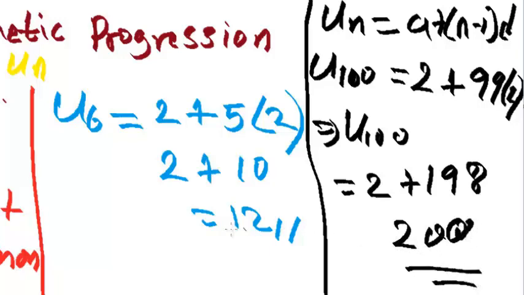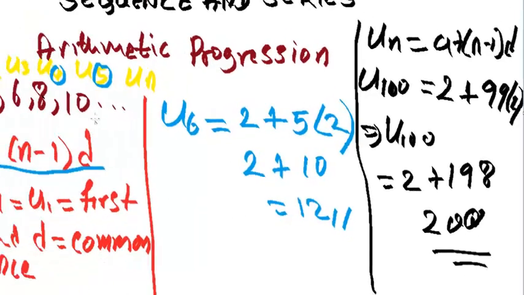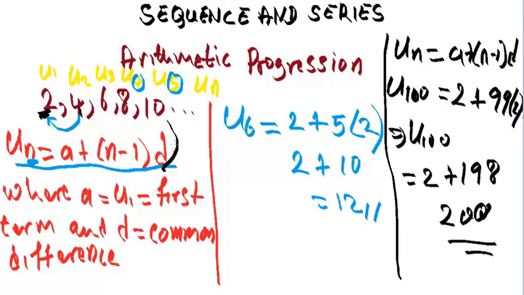Basically u100, which is the 100th term, is 200. If we start counting u1, u2, u3, then 200 is the 100th term. By the time we get to 100, we have obtained 200 to be our answer. So this is the formula, as we said, for finding any term at all that you want to find.